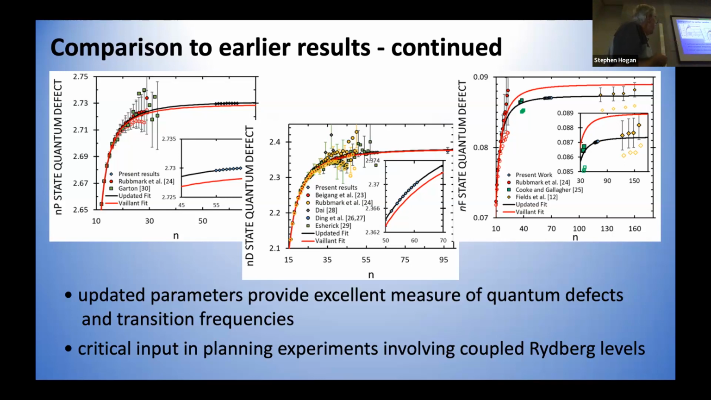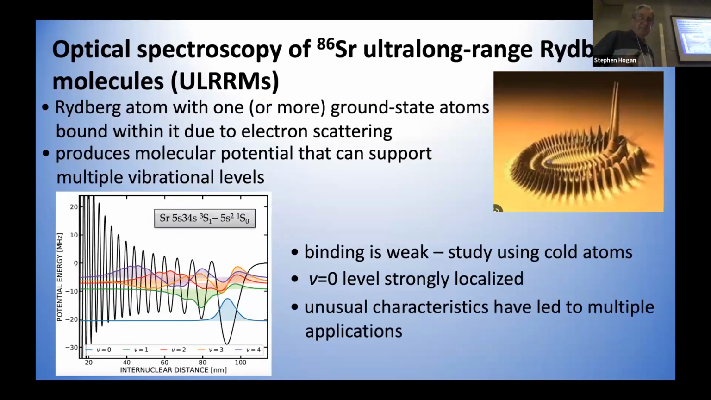So we have a very good set of updated parameters that will provide you an excellent measure of quantum defects and transition frequencies between S, P, D, and F levels at high n, and there's a very good opportunity to extend them out to higher n where they should continue to work, and they should work at somewhat lower n. So when we're planning experiments now involving coupled Rydberg levels, we should be able to identify accidental resonances fairly easily.